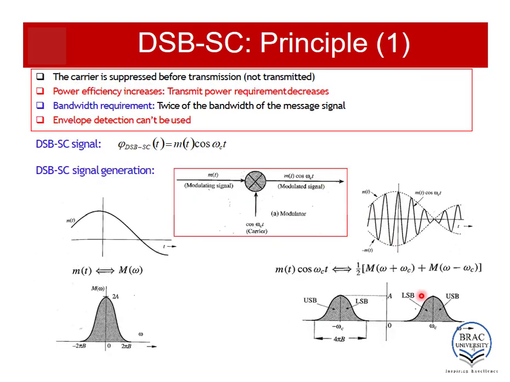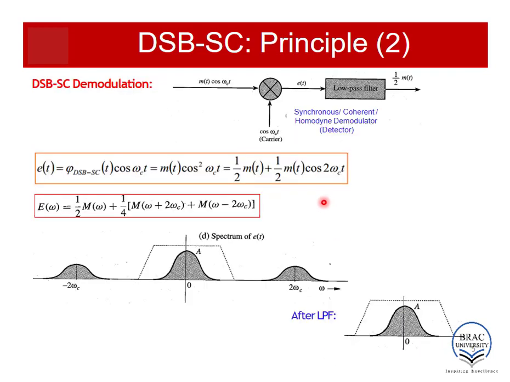As you can see, in this case we were multiplying by cos ωct. So the original message spectrum M(ω) was divided into two parts. The first one was at ωc center frequency and the next one was at minus ωc center frequency. But in this case, m(t) is multiplied by cos 2ωct. So now the spectrum will be shifted to 2ωc center frequency and minus 2ωc center frequency. So this is the portion of the message spectrum which is shifted to 2ωc center frequency, and this is the portion which is shifted to minus 2ωc center frequency. And this is our original message spectrum, which is half M(ω).